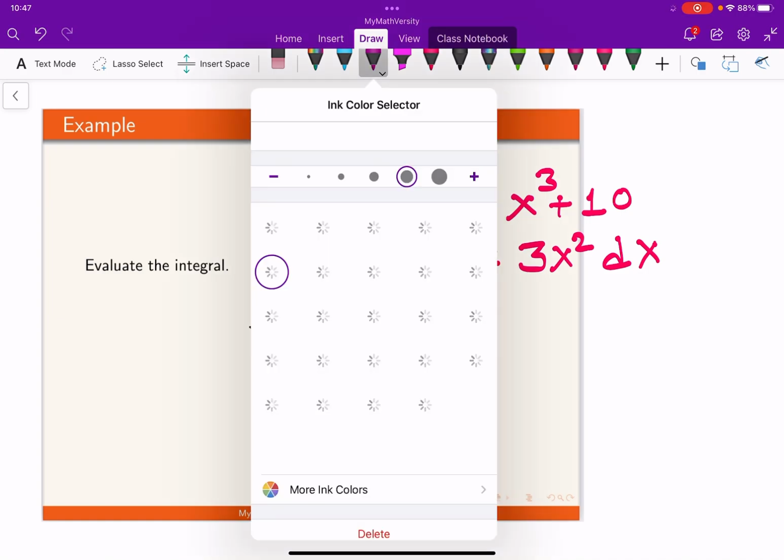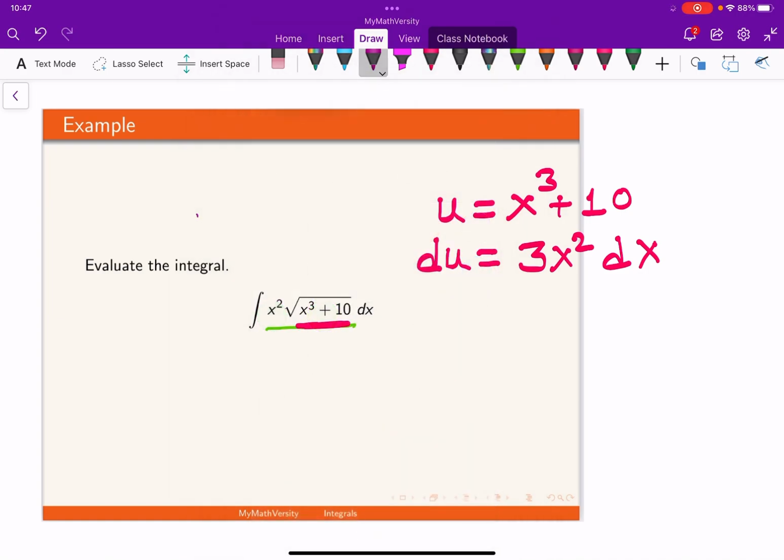So now we have two different relations. One, u is x cubed plus 10, and another, the differential du is equal to 3x squared times dx. With the help of these two relations, we try to change our given integral in terms of u. Right now we have everything in terms of x, so we want to change that to u and see if the changed form is much simpler than the given one. That is our task.